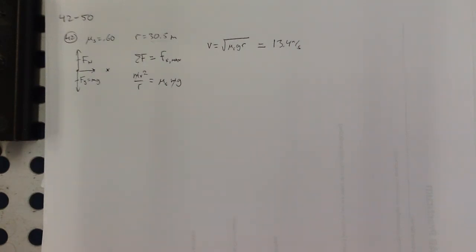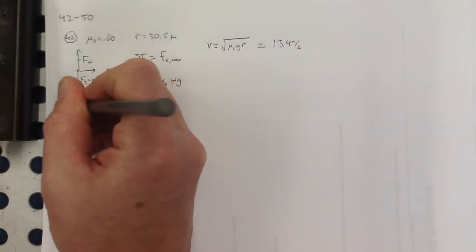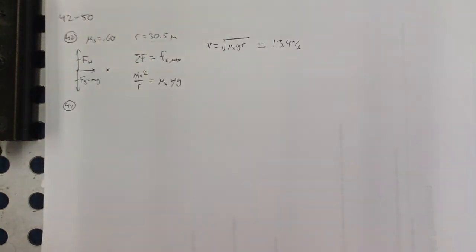Let's see, 42, they converted their answer, well, that's fine. They converted to kilometers per hour, but that's good. You're not looking at the back of the book for these anyway, because they're evens.